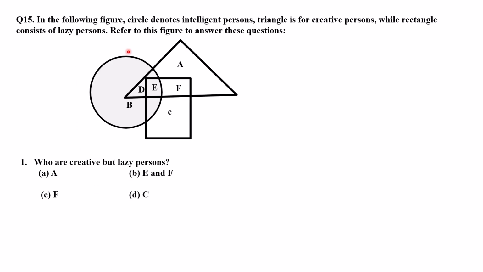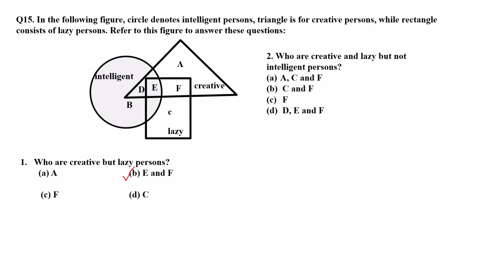Question number 15. In the following figure, circle denotes intelligent person. Okay, so this circle is representing intelligent person. Triangle is for the creative person and rectangle is for lazy person. So refer to this figure and answer the question. So first is who are creative but lazy. If you take only creative, then creative is all the persons under the triangle. So A, D, E, F. But it is given they should be lazy also. So lazy means those in the intersection of triangle and rectangle, which is E and F, isn't it? So E and F are creative also, lazy also. So from here B is the correct option.